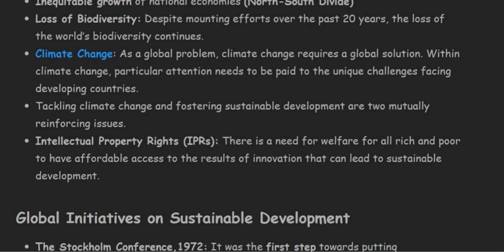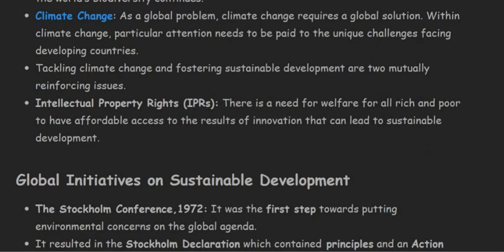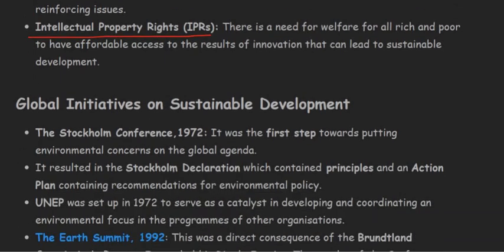Within climate change, particular attention needs to be paid to the unique challenges facing developing countries. Tackling climate change and fostering sustainable development are 2 mutually reinforcing issues. Intellectual property rights, IPRs. There is a need for welfare for all rich and poor to have affordable access to the results of innovation that can lead to sustainable development.